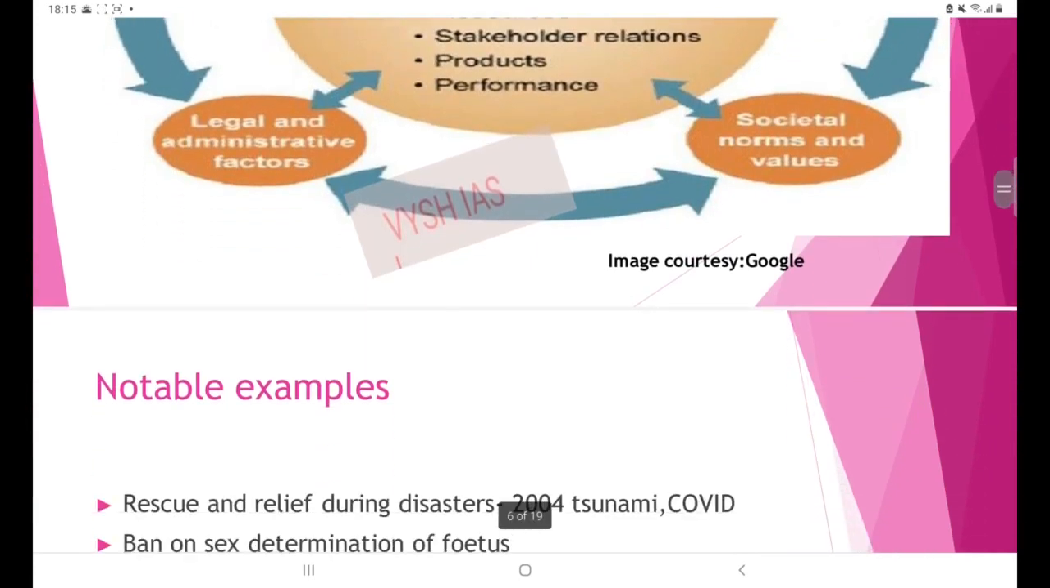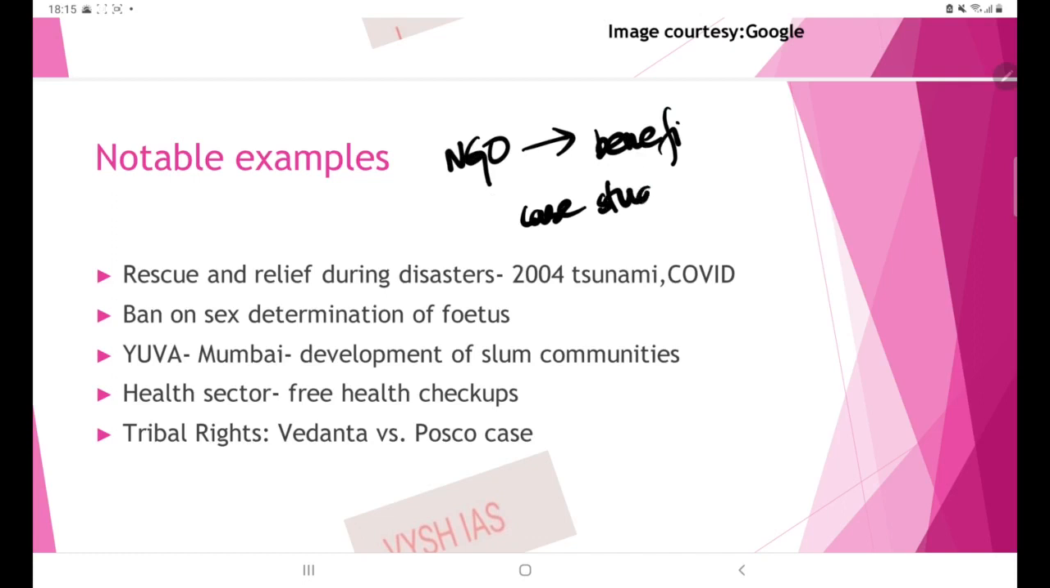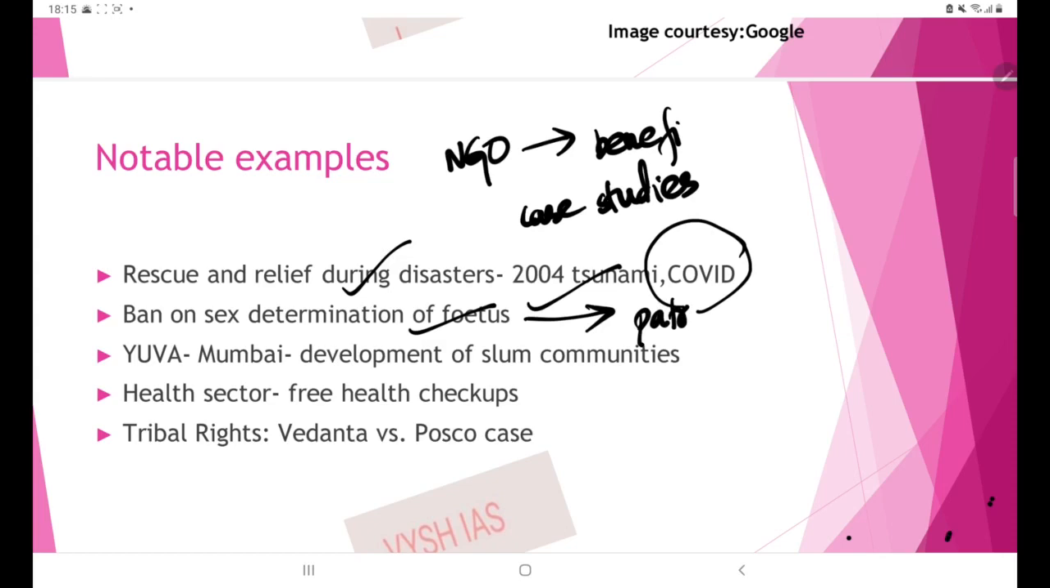Okay. Next is some notable examples of the functioning of NGO. How NGOs have been beneficial in India so far. So this you can use in case studies for the answer writing. So during the 2004 tsunami, rescue and relief during disasters was done by NGOs. During COVID times also, we have seen active participation on the part of NGOs. Then the ban on sex determination of fetus, which is actually a very important problem related to patriarchal norms. So this banning of sex determination is also the result of the active involvement of NGOs.